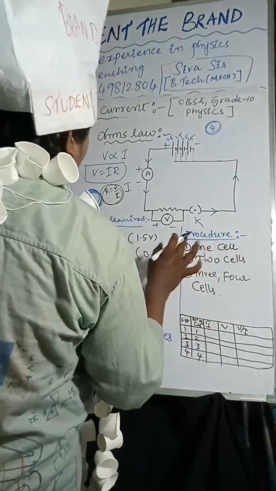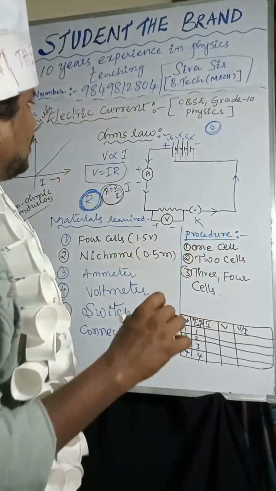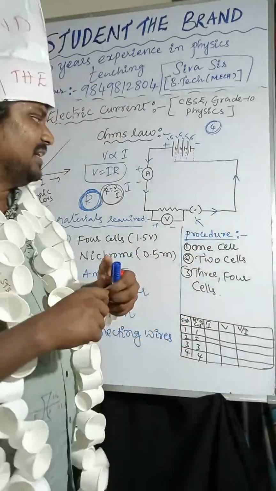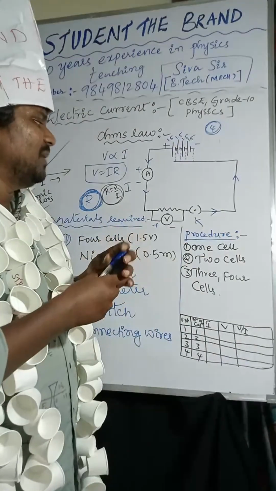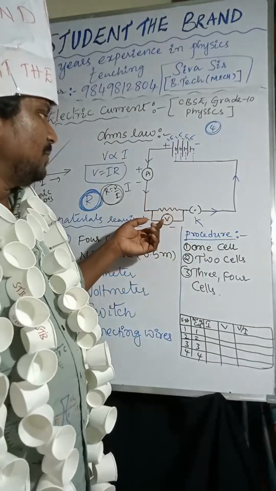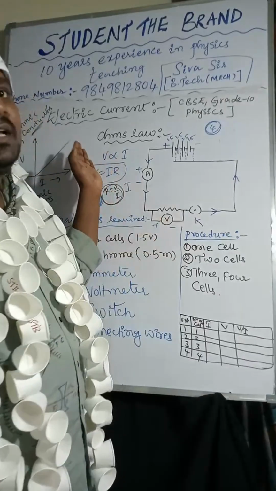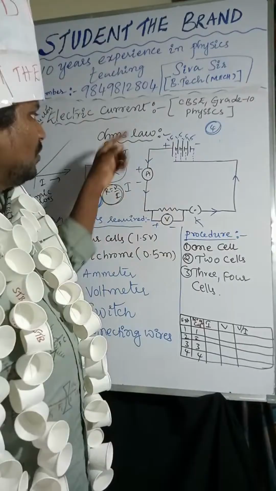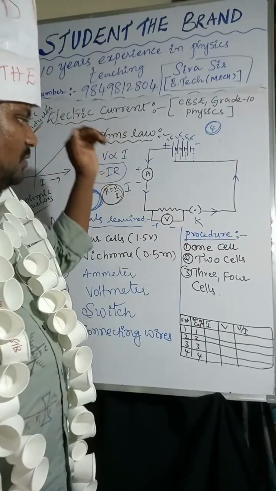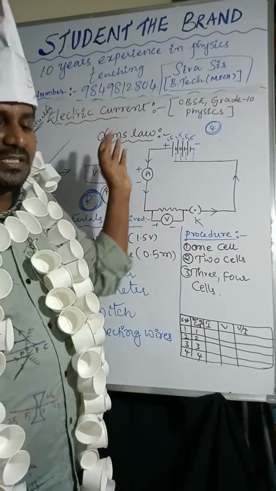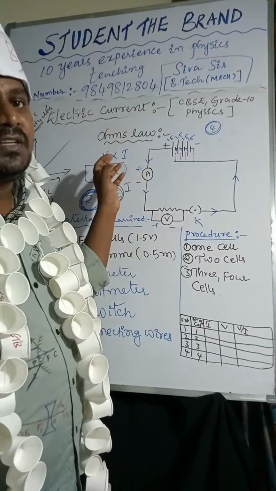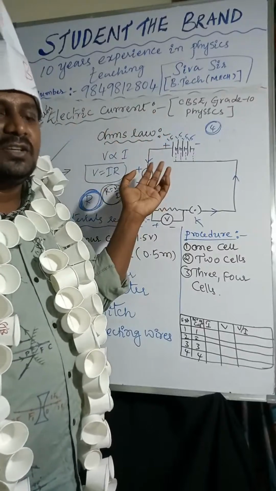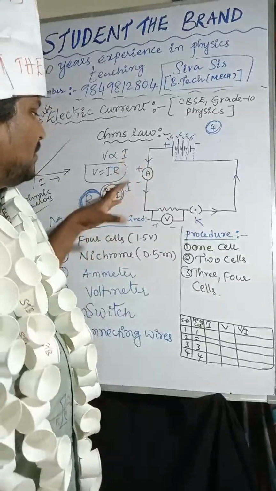Once again, you can observe here. Ohm's law is nothing but the potential difference across the ends of the given metallic conductor is directly proportional to current flowing through it. V is directly proportional to I, V equal to IR. So Ohm's law gives the definition of resistance.